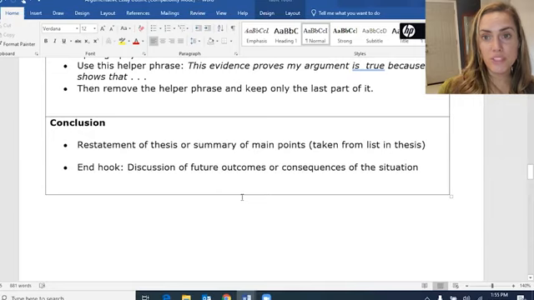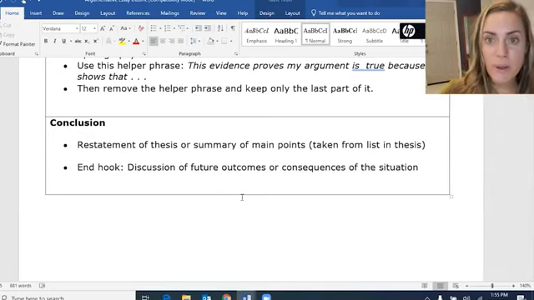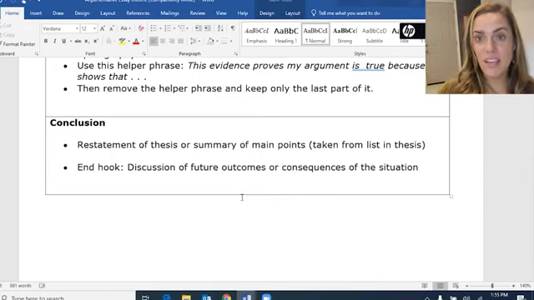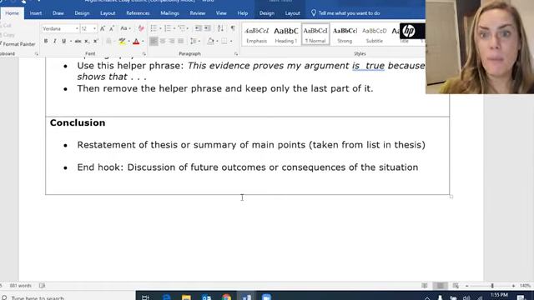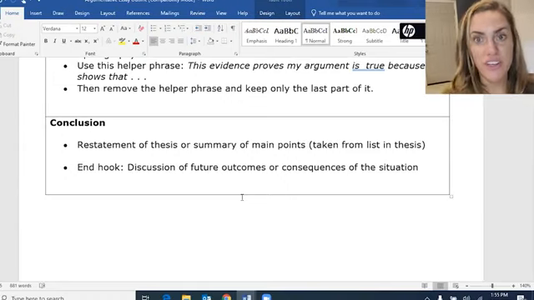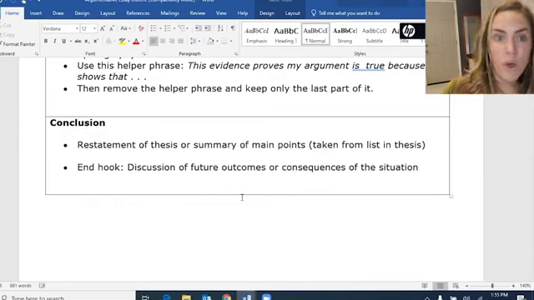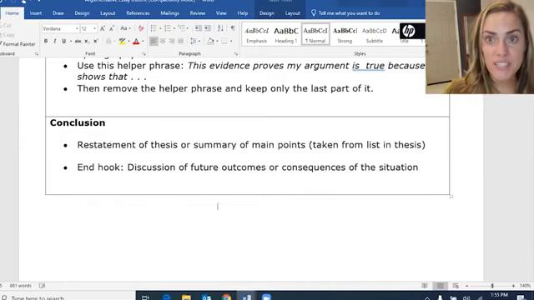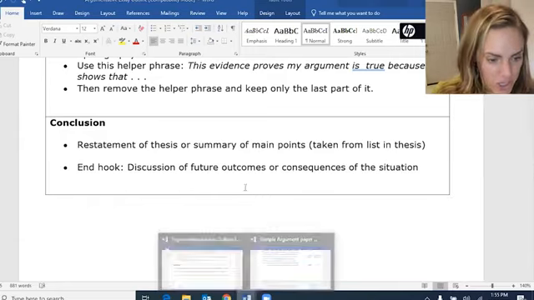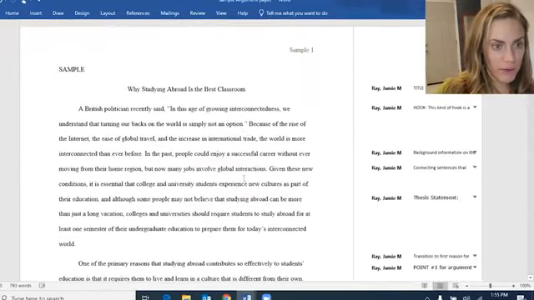And then in the conclusion, restate your thesis, summarize the main points of the body paragraphs, and then end with something to leave the reader with that they can remember once they put your paper down. I like to call it an end hook. So you can predict what's going to happen. You could talk about the consequences of something. You could leave with a quote or a rhetorical question. Okay, so now let me show you a sample paper.